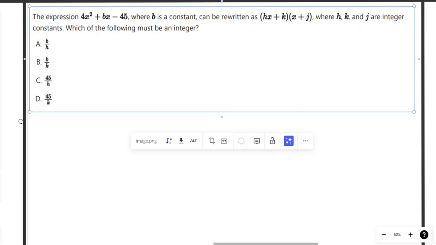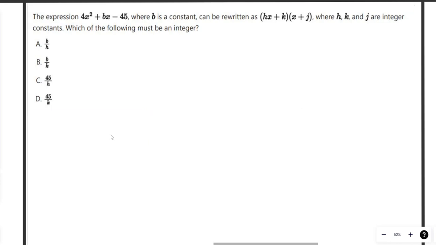Yeah, on Khan Academy, this is advanced math. If you want to go even deeper, this is the equivalent expressions topic. Usually you'll see that with wording like, this expression can be rewritten as blank.